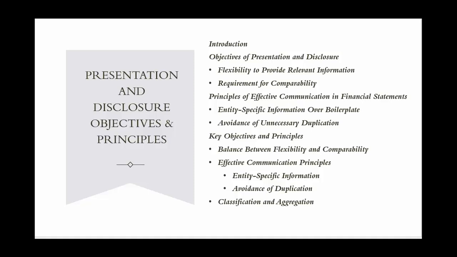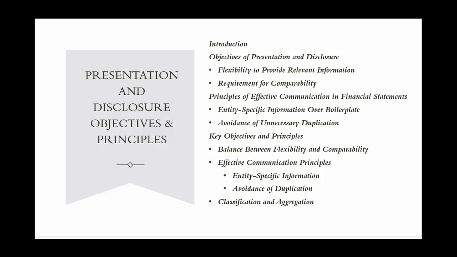1. Flexibility to provide relevant information. Entities need the flexibility to present information that faithfully represents their specific circumstances. This means allowing room for entity-specific information rather than adhering strictly to a standardized format. Example: a startup tech company might highlight its research and development expenses separately to show its commitment to innovation. This flexibility helps stakeholders understand the company's strategic focus and potential for future growth.